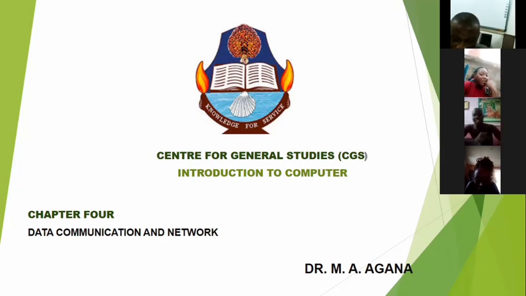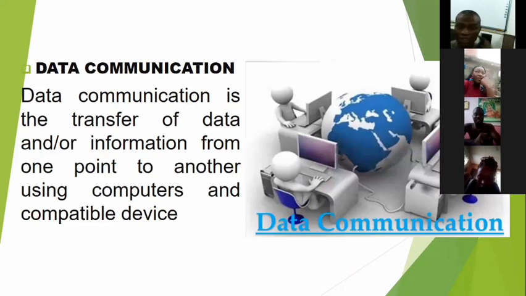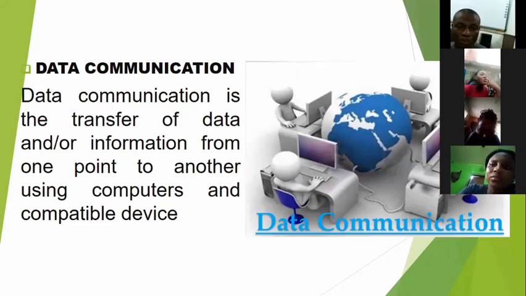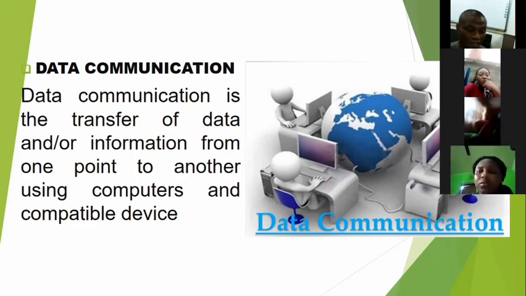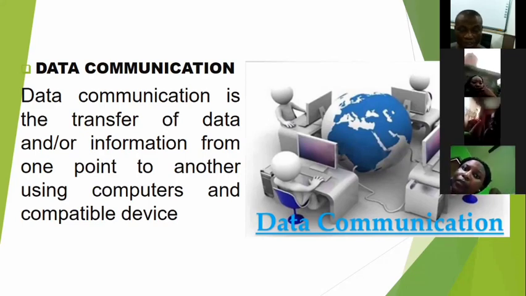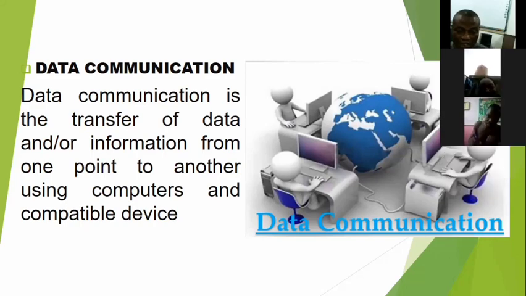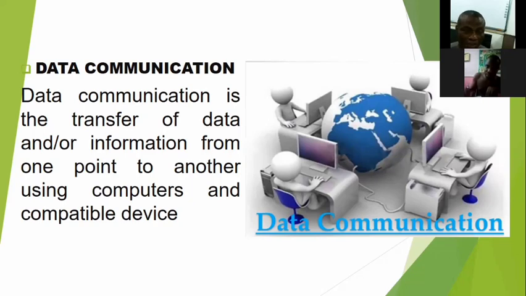So basically, you are conversant with what data is, a piece of raw facts that are yet to be processed, whereas information refers to processed data. So basically, data communication is used not particularly for the transfer of data alone, but for the transmission of both data and information. So data communication is a transfer of data and information from one point to the other using computers and compatible devices. The implication of this is that computers must be involved.